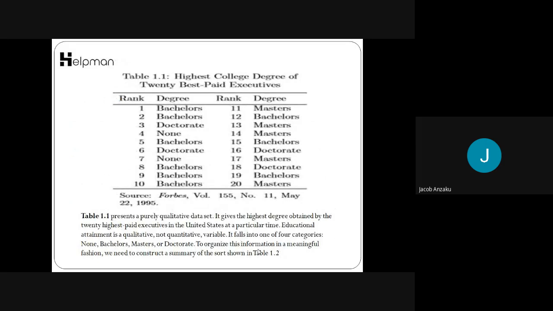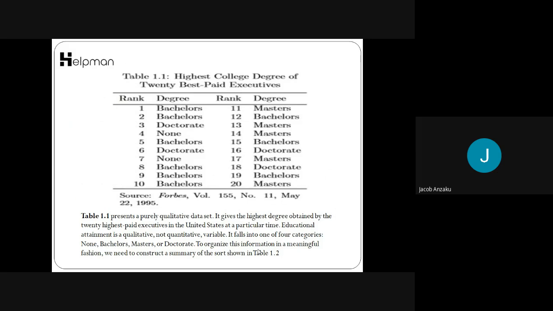Now let's look at the data in Table 1, which is the data of the highest college degree of 20 best paid executives. Remember when we were talking about data, we said we are interested in learning whether a particular degree determines the earnings in life. The source of this data was Forbes, volume 155, number 11, May 22nd, 1995. That's the source of the data.